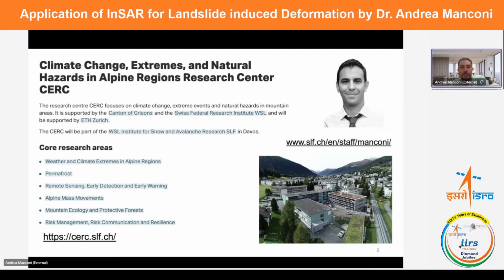I'm working in the Research Institute for Snow and Avalanche Research at WSL SLF, located in Davos in Switzerland. And as you can see here in this slide, I'm part of the CERC Research Institute, which is working mostly on climate change, extremes, and natural hazards in alpine regions. We have several research topics and core research areas, and you can see here summarized. And also you can have a better view if you go to the links.